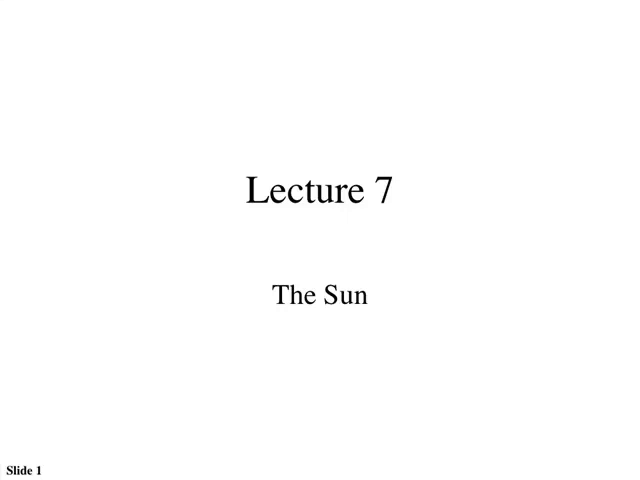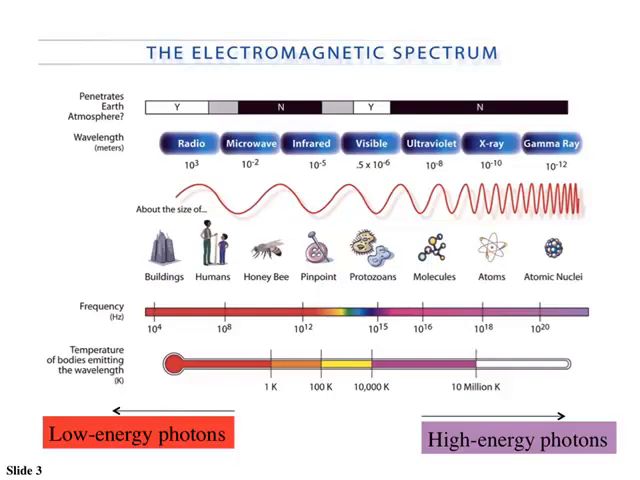Today I want to talk about the sun, but before I talk in detail about the sun, I want to go back and review what we were talking about before regarding light and the electromagnetic spectrum. So recall the electromagnetic spectrum runs all the way from the radio to the gamma ray. The radio waves have very, very long wavelengths, like millimeter to even meters and kilometers in size, all the way down to gamma rays that have wavelengths of something like 10 to the minus 12 meters. So tiny, tiny little things.